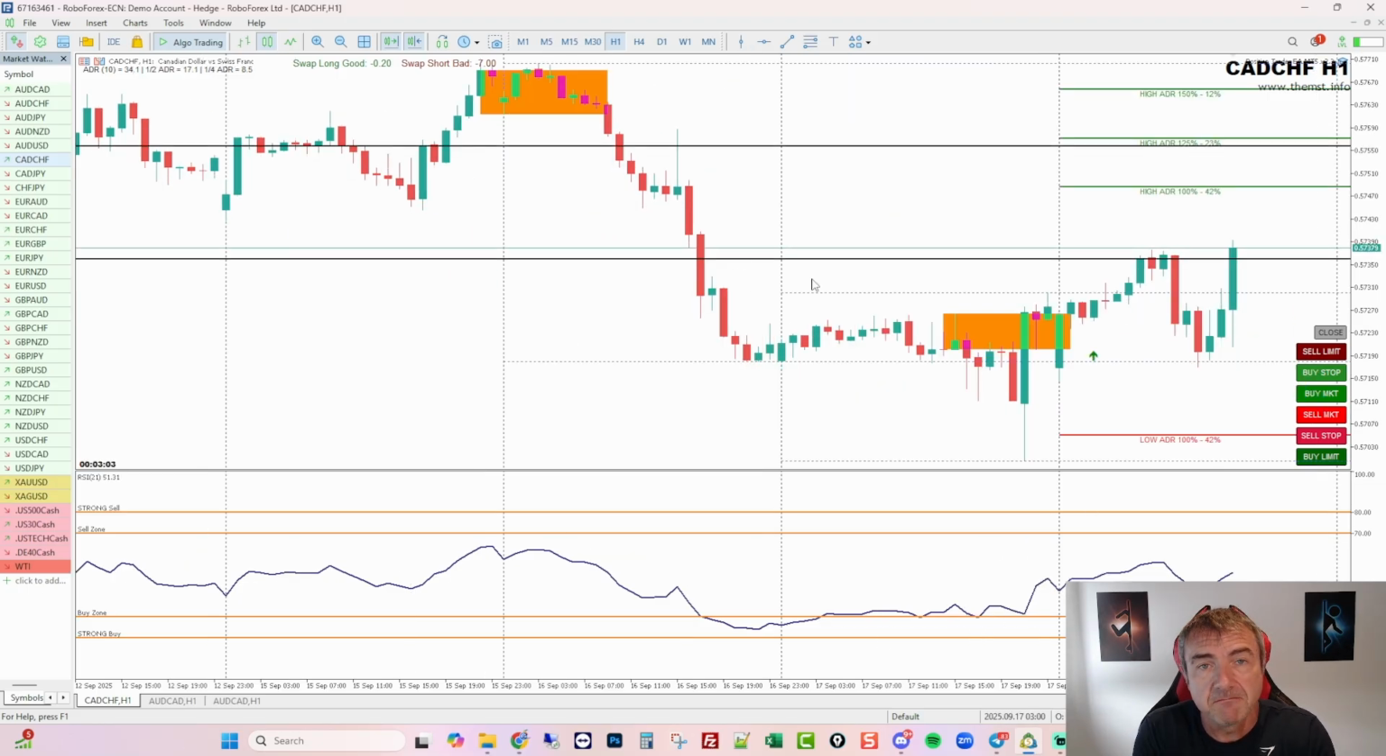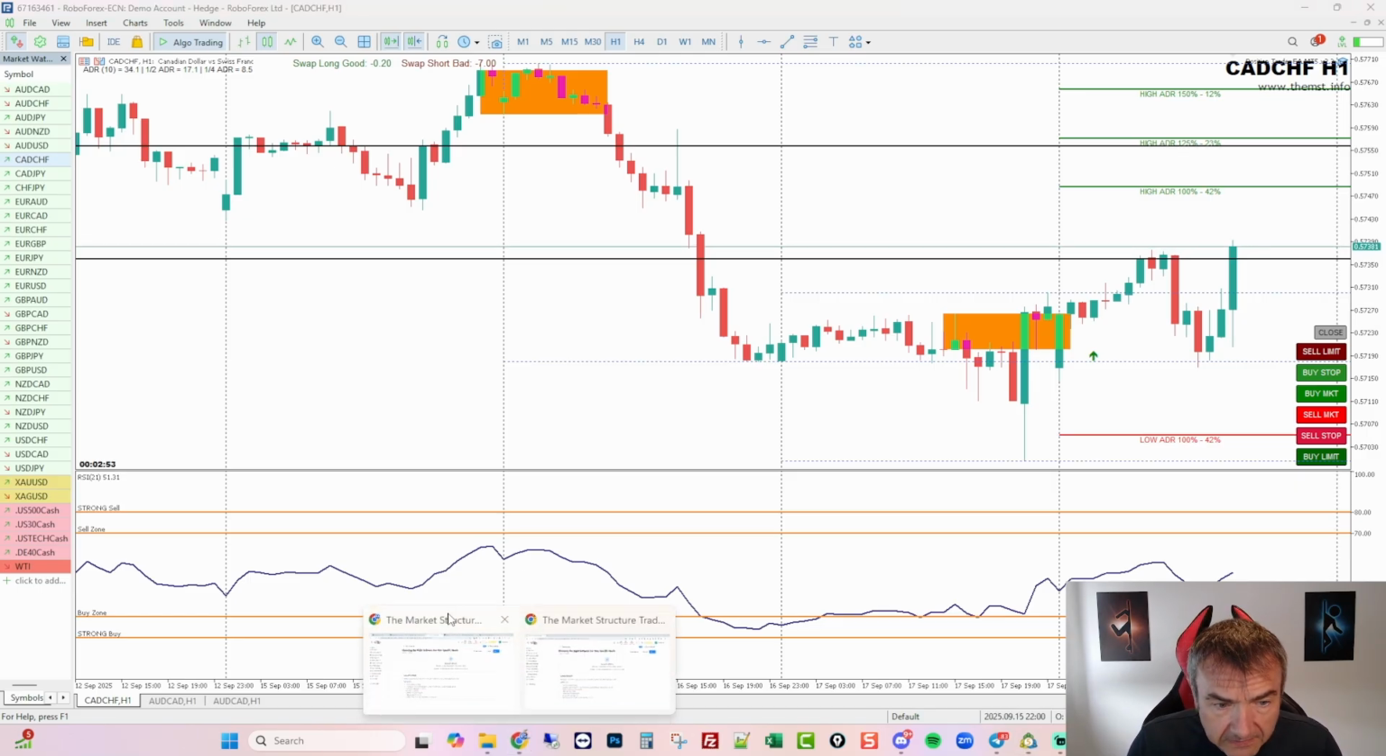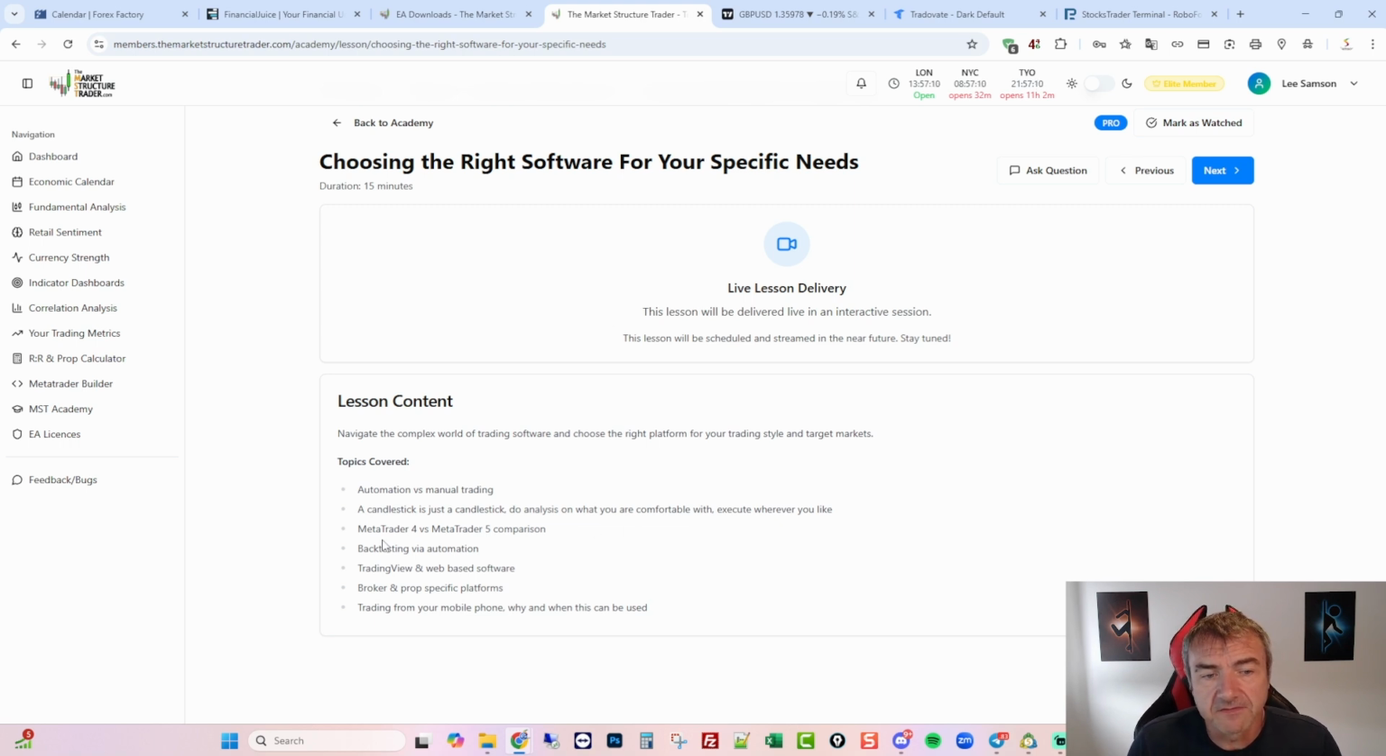So test them both out, pick the one that you're more comfortable with, pick the one that you prefer, or more importantly, pick the one that your indicators work on that you want to use. Okay, so that's the difference between MetaTrader 4 and MetaTrader 5. And we've looked at automation and manual testing and backtesting via automation, which is absolutely critical.